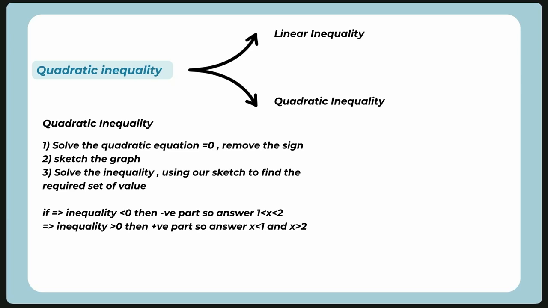So for instance, you already have your inequality. You would remove your sign, then you would put it equal to 0. You would now factorize it. You already have your 2 points. You would draw your function.